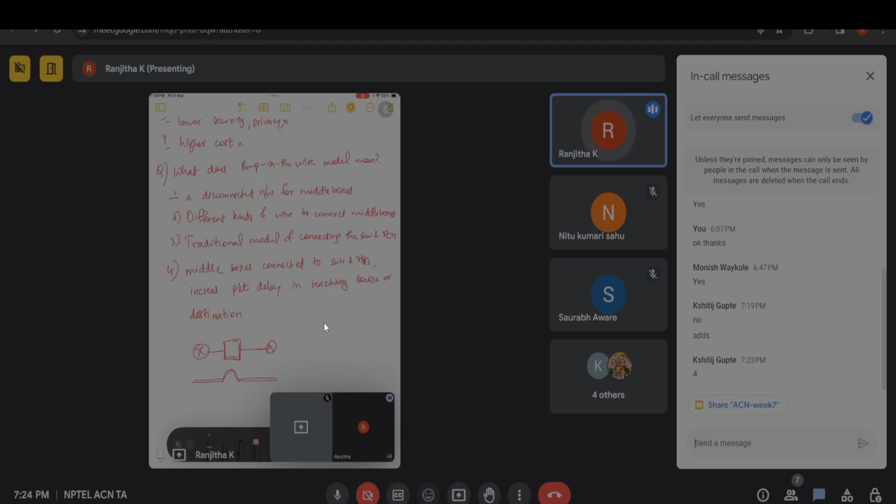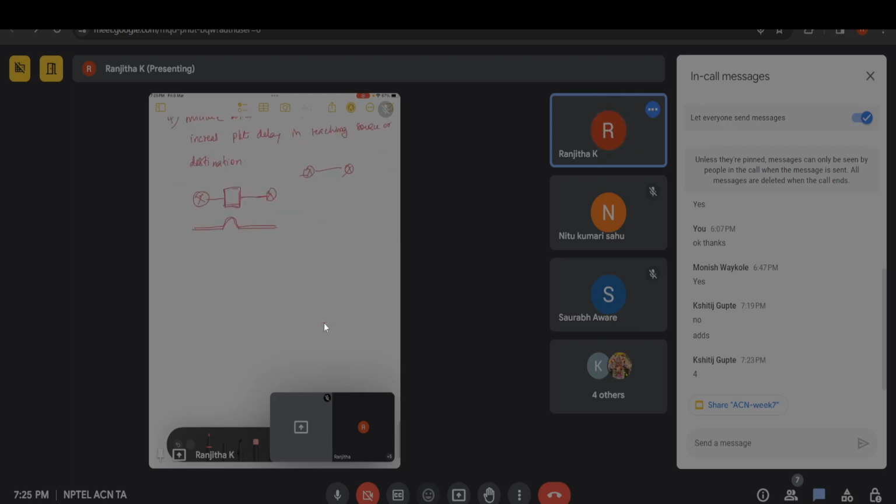Okay. So a disconnected network for middle box, no, that is wrong. It's connected only. Different kinds of wire to connect middle boxes, no. The regular wires that we connect, it doesn't mean that there is a different wire. Bump in the wire doesn't mean that. Then traditional model of connecting the switches and router, no. Traditional model of connecting means like this. There is nothing in the middle. Two routers are directly connected. So this is what bump in the wire means. From destination to source or source to destination, as the packet travels, there is a delay added for it. So the next question.